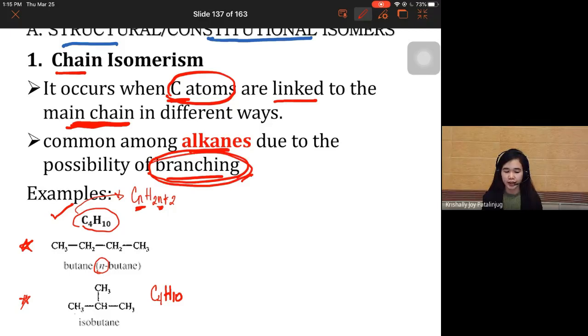Okay? So, yan yung example ng chain isomerism. So, common siya among alkanes. Yan yung tandaan nyo basta chain isomerism. This only occurs among alkanes. Okay? Kasi nga, ang alkanes, they have that possibility of branching. Pwedeng yung carbon atom na to, yung carbon atom na yan, can be linked in different ways to the main chain. Yan yung chain isomerism. Okay?